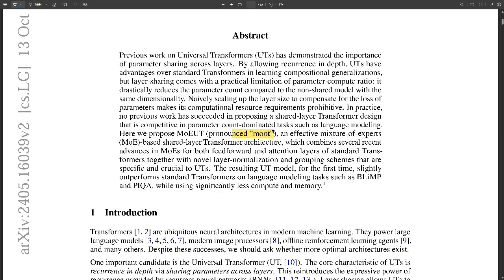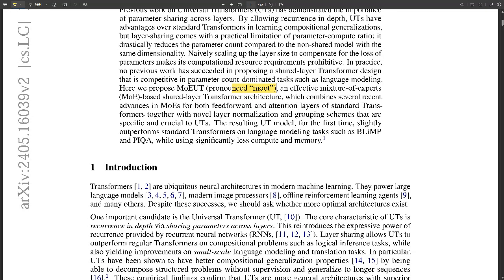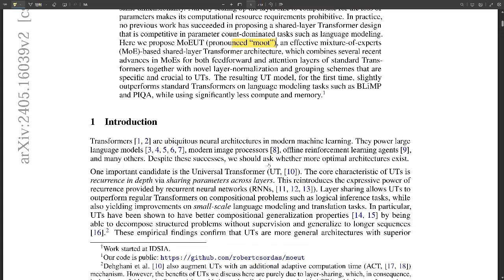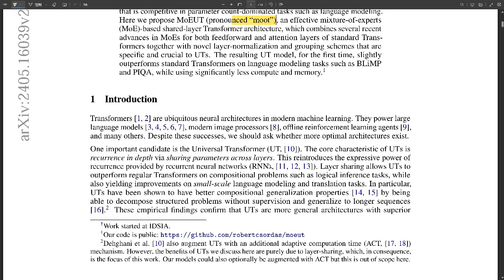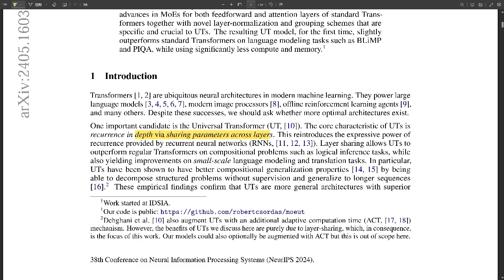Okay. So the paper introduces MoEUT as a way to make universal transformers more efficient. Right. The key problem they're tackling is the parameter compute ratio. Universal transformers share parameters across layers, right? Which is great for learning complex stuff, but it makes them computationally expensive. So MoEUT uses a mixture of experts approach and two novel techniques to fix this. Layer grouping and peri-layer norm.